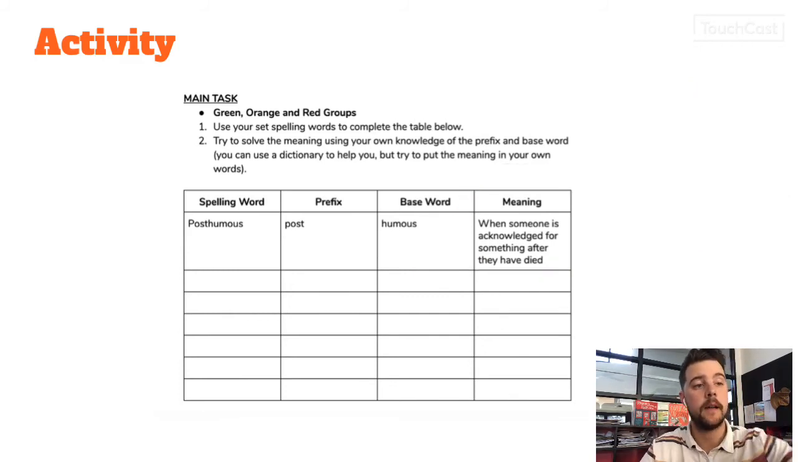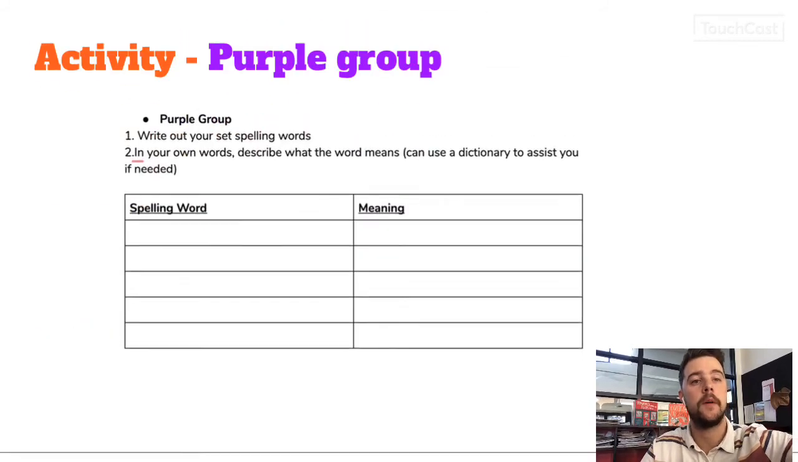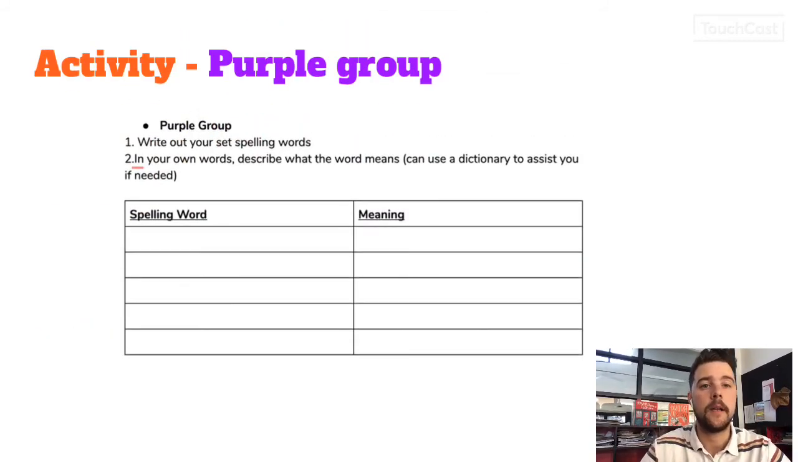But before I get to that, purple group, what are you going to do? Because you don't have post words. Same as the other week, we want you to choose 5 of your spelling words, and in your own words, describe what the word means. So like I said before, you can use a dictionary if you're unsure of what the word means, but I want you to put it in your own words before you write it into this table. It's going to be pretty obvious if you've copied it directly. That doesn't show you understand it. So put it into your own words before you put it in this table.